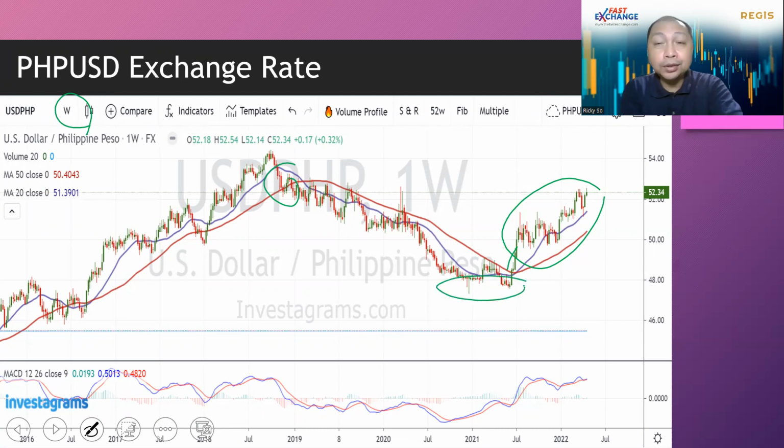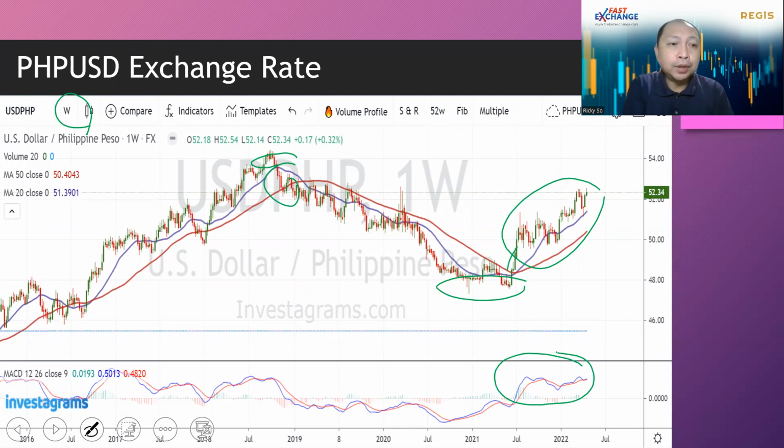And it's now on the rise, and it's bound to perhaps test the 54 peso area. And as we have said a while ago, the MACD suggests that the market is actually upbeat.